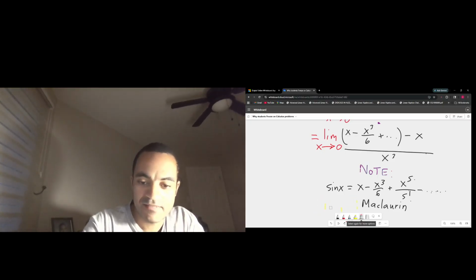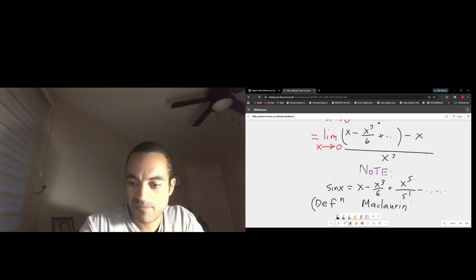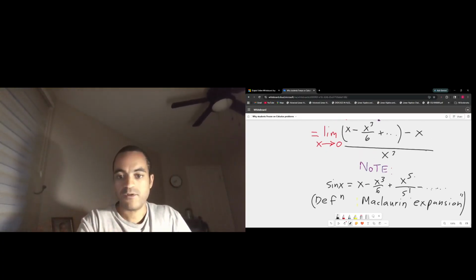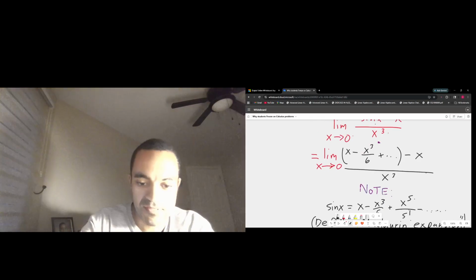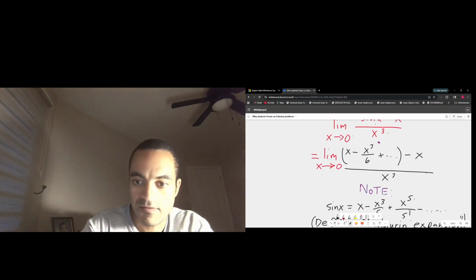Just use black. So we've got black, we use black ink. The definition of the Maclaurin expansion for sine x, that's all I'm doing. I'm just substituting that in here. Might as well just put the x to the 5 here, plus x to the 5 over 5 factorial, minus dot, dot, dot.